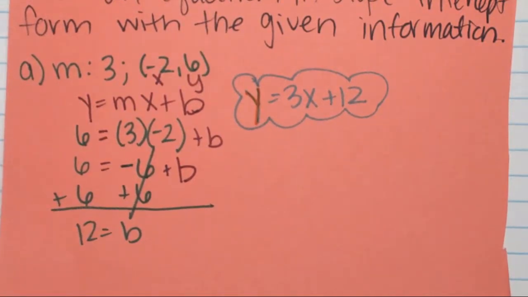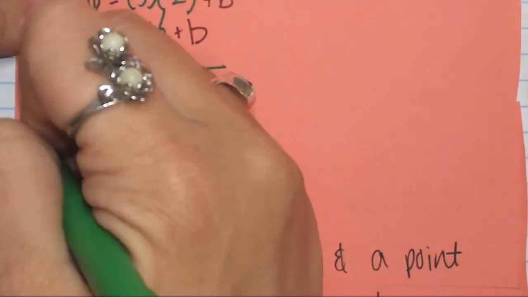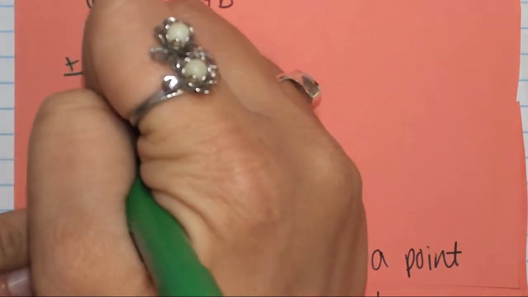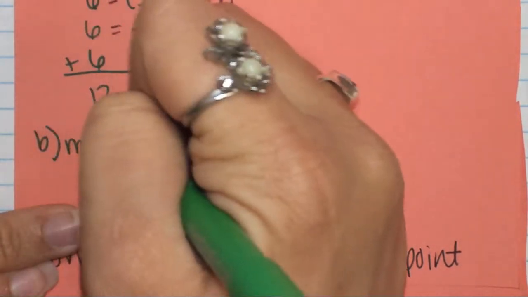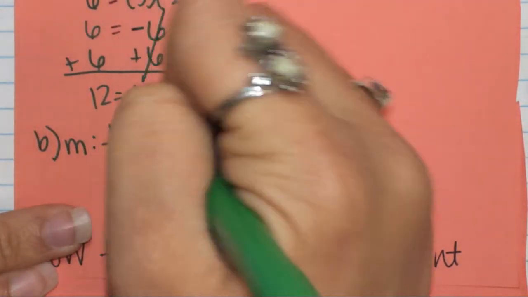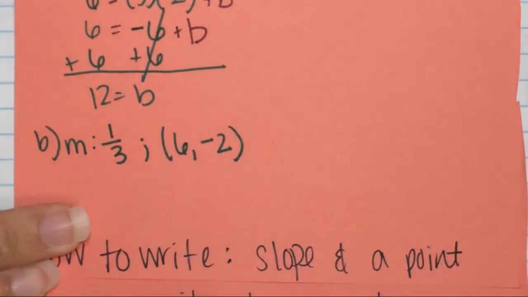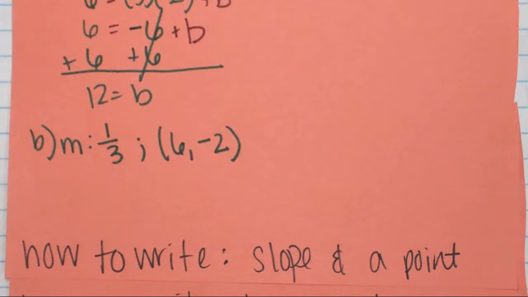Now, do you think you can try one without me, or do you want to do one more together? Without you. Without me? Okay. If I throw a fraction in, are you going to have a panic attack? Yeah. No, you're not, because we're in pre-AP. All right, 1/3 and 6.